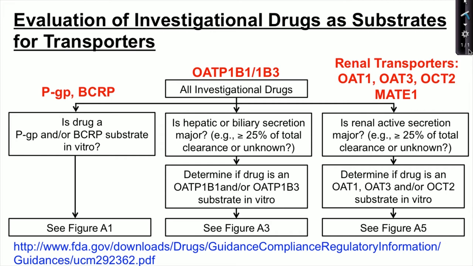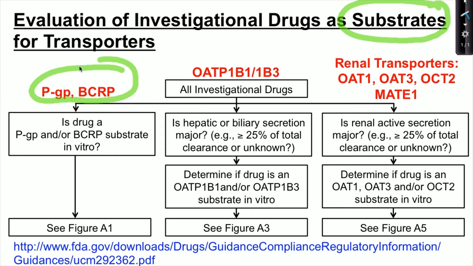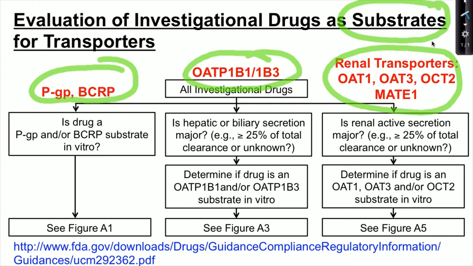I'm showing you here an overview of the decision trees for substrates, not inhibitors. So you have a drug, which may be a substrate of one of these transporters. Could it be a victim, if you will, of a drug-drug interaction? The decision trees are divided into three major categories: PGP and BCRP, OATP1B1 and 1B3, and then renal transporters, the OATs, OCT2, and MATE1. I'm only going to describe one aspect of the decision tree. I'm only going to focus today on PGP, although the same principles will apply for BCRP.